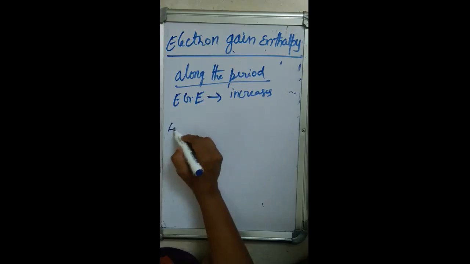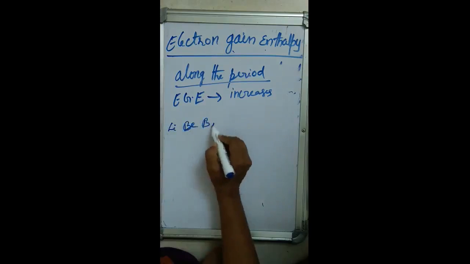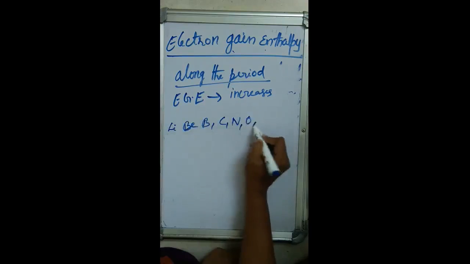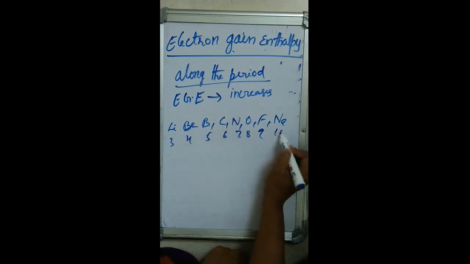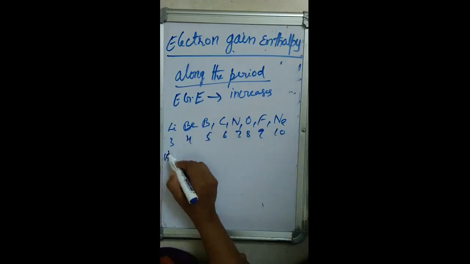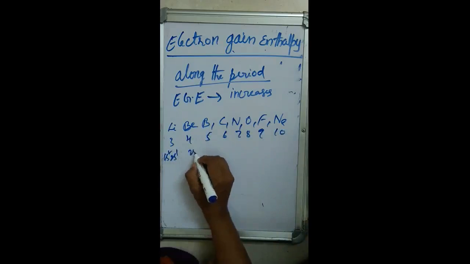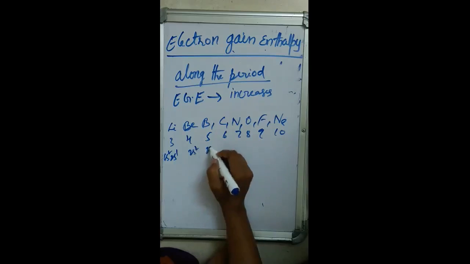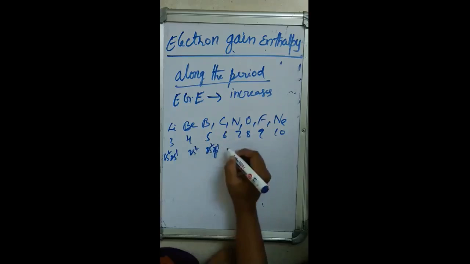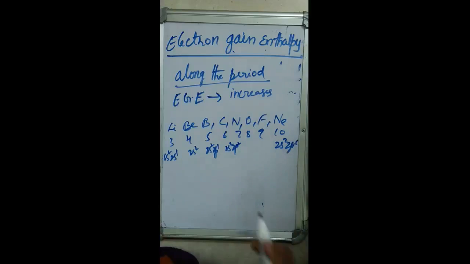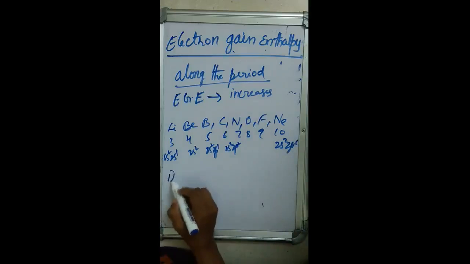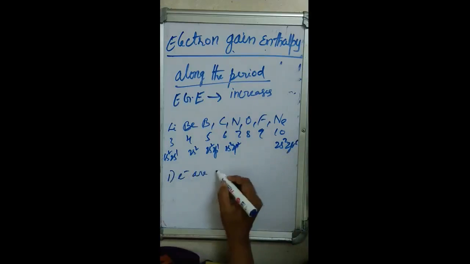Now why? Lithium, beryllium, boron, carbon, nitrogen, oxygen, fluorine, and then neon, with atomic numbers 3, 4, 5, 6, 7, 8, 9, 10. Writing only the outermost shell: 2s1, 2s2, 2s2 2p1, 2s2 2p2, and so on up to 2s2 2p6. More and more electrons are added. So the first point: electrons are added to the same shell.